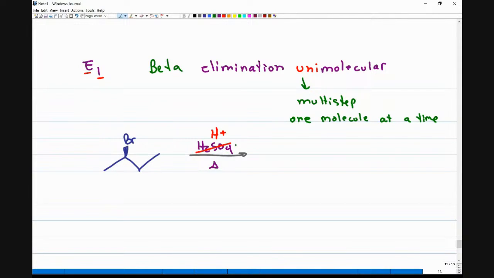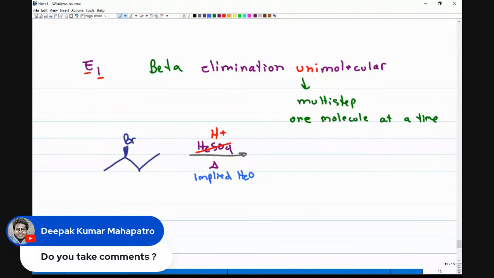So anytime you see H2SO4 without a solvent, make sure that you recognize that this implies H2O. There is water, but it just hasn't been given. You need to recognize that. And now I found my base. There's my base. But water is neutral. Water is polar protic. Water is weak.